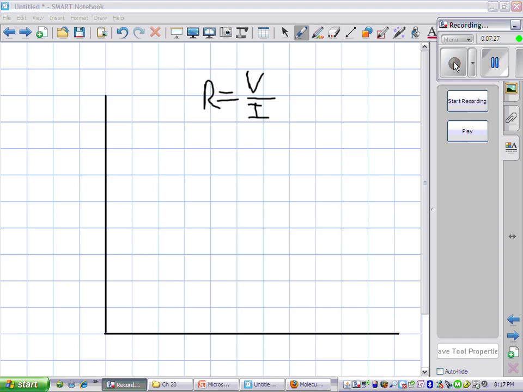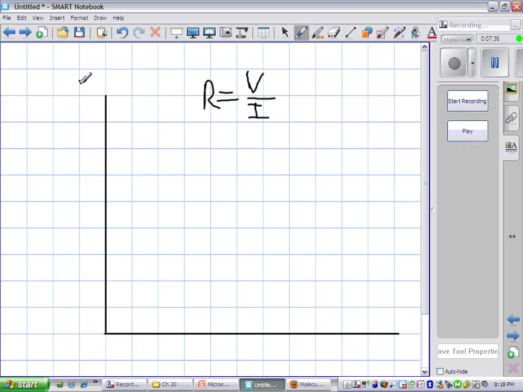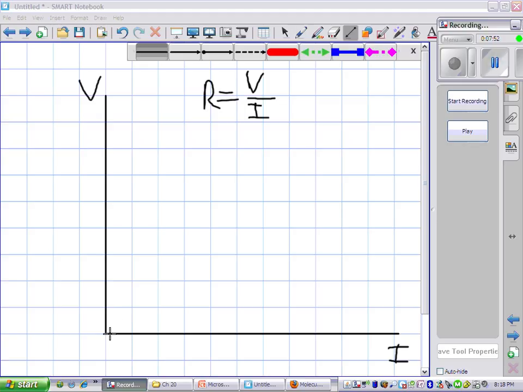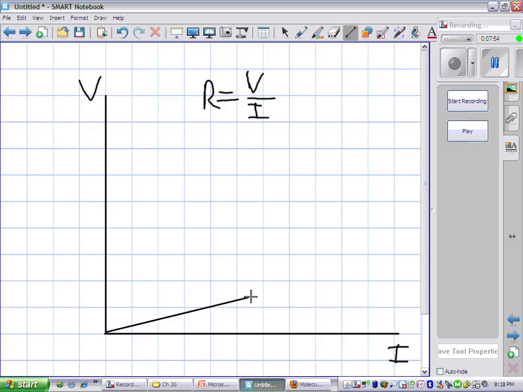So we're going to look at the graph of Ohm's law. Now you have this relationship. Ohm's law says resistance equals potential difference over current. Now what we're going to do is graph potential difference on the y-axis and current on the x-axis. If we graph the current in a circuit, you'll get some kind of graph that looks like this, because what we have here is that the voltage over current equals resistance.